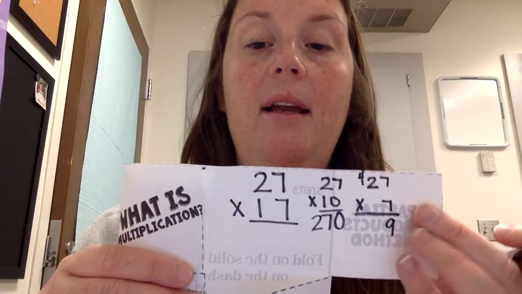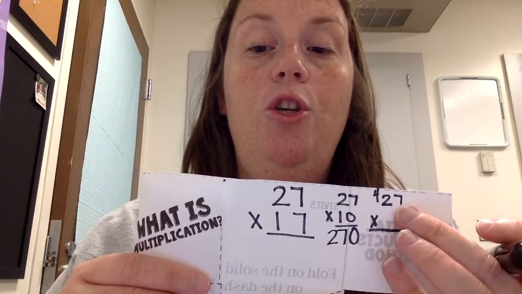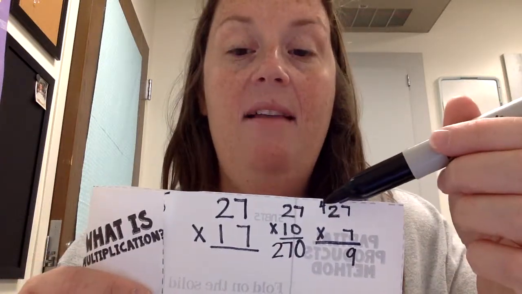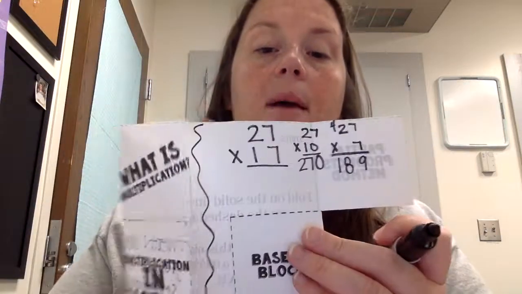Now I'm going to do my second number, which is the 7, so I have my problem over here. So I'm going to do 7 times 7, which we know is 49. So I'm going to write my 9 and carry my 4, just like that. Wrote my 9, carried my 4 up there. So now I'm going to do 7 times 2. 7 times 2 is 14, and then I need to add this 4. So 14 plus 4 is going to be 18. So it's going to be 189 is going to be my product.